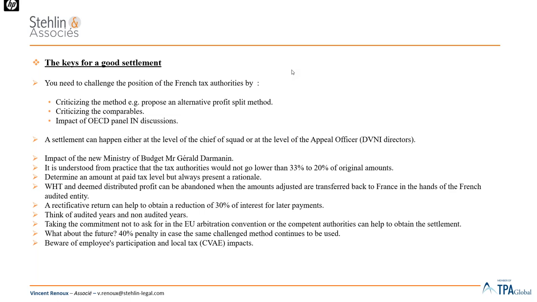In many cases, they like you to take the commitment not to ask for the EU arbitration convention or the competent authorities. They like it because this means less work and that the case is definitely closed. So that can help to obtain a settlement. You don't always need to propose that, but when you are in a case that is a little bit difficult, it can be a pusher to get the settlement.